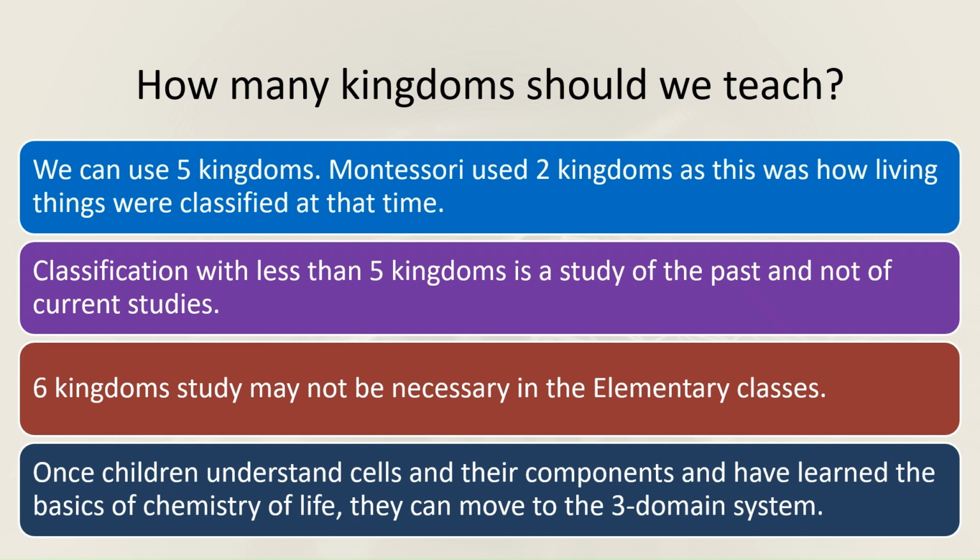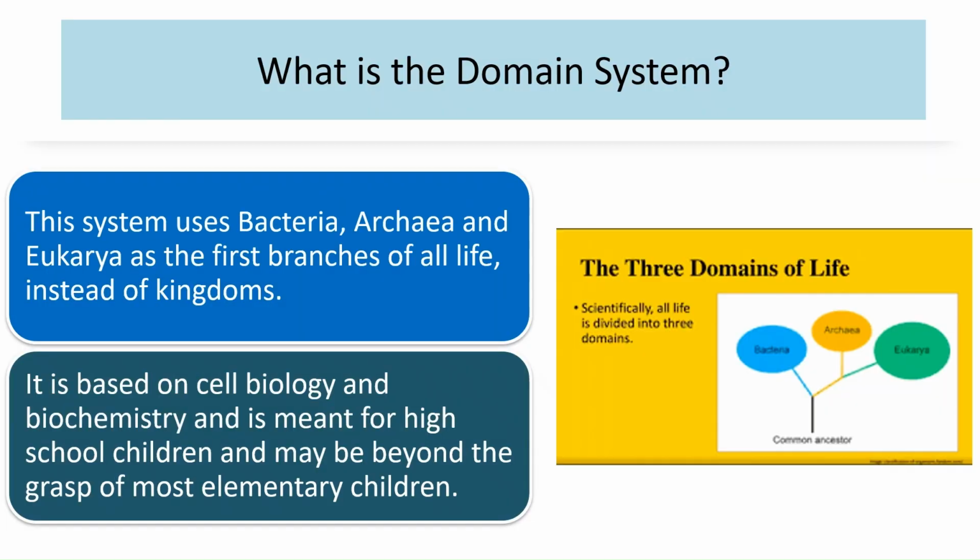Once children understand cells and their components and have learned the basics of chemistry of life, they can move to the 3-domain system. What is the domain system? This system uses bacteria, archaea, and eukarya as the first branches of all life instead of kingdoms. It is based on cell biology and biochemistry and is meant for high school children and may be beyond the grasp of most elementary children.